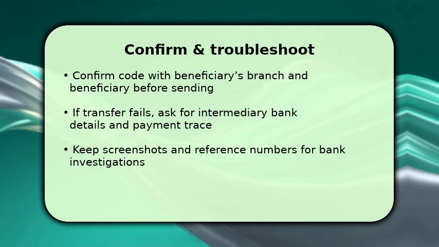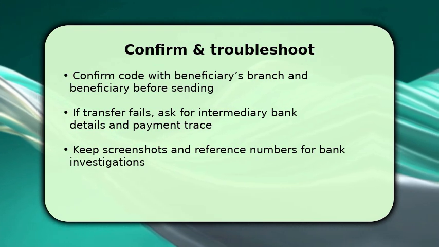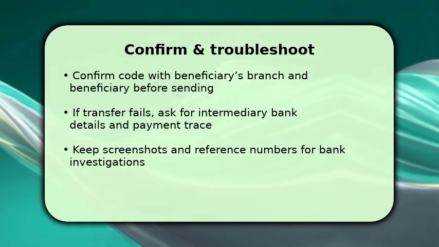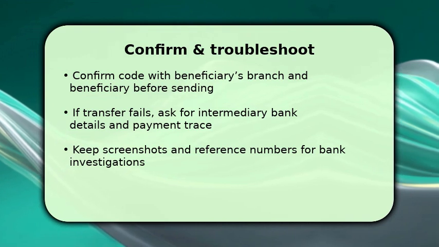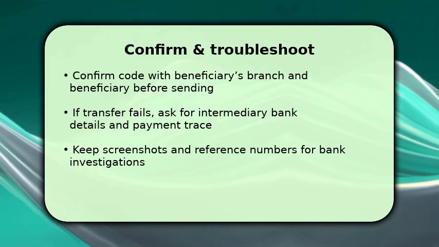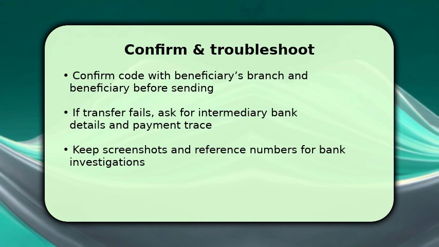If a payment bounces, request an MT-103 or trace from PNB to identify where it stalled. If you hit errors, escalate to the branch manager or Swift desk with screenshots and form copies so they can query correspondent banks. One key tip: always keep written confirmation of the code to speed dispute resolution.